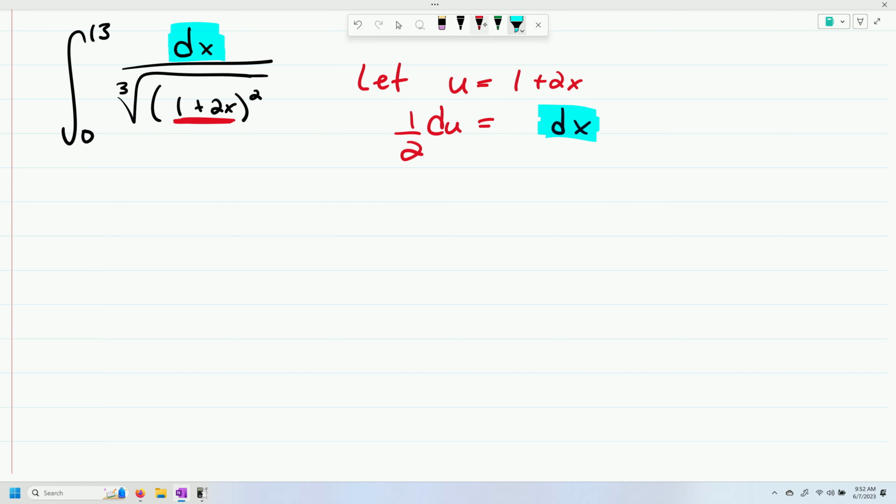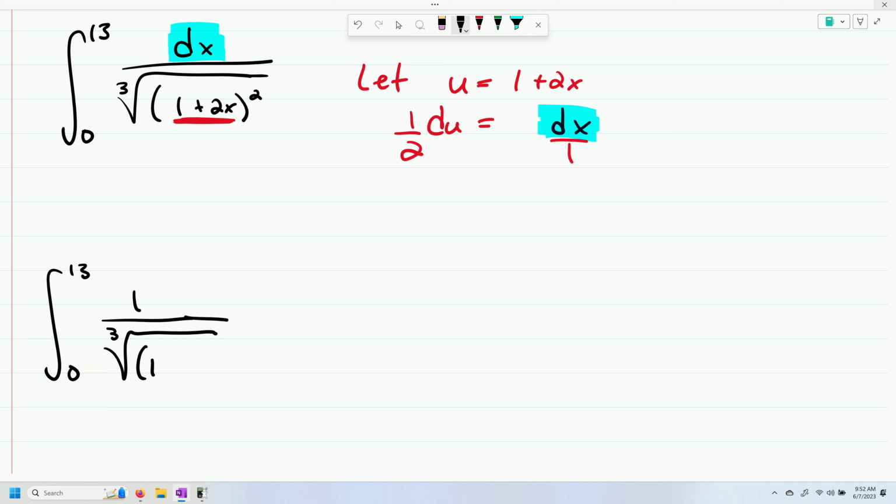And notice, more importantly, all right, this is dx over 1. And I can take our problem and rewrite this as the integral from 0 to 13 of 1 over the cube root of the quantity 1 plus 2x squared times dx over 1. Like, you're allowed to do that, okay? So, do I meet the criteria for u substitution? Absolutely. Like, I am a very happy person right now, okay? So, here's what we're going to do. We're going to take our time with this, all right?